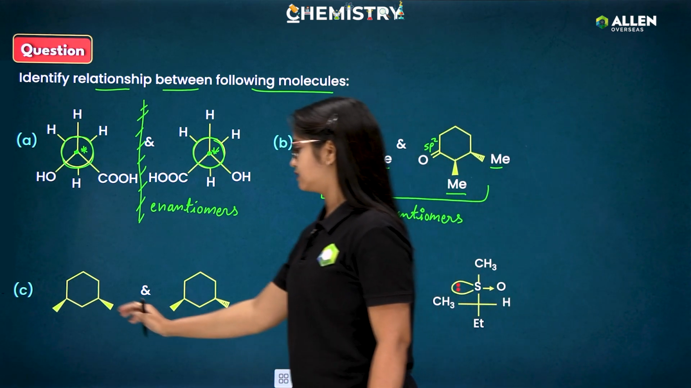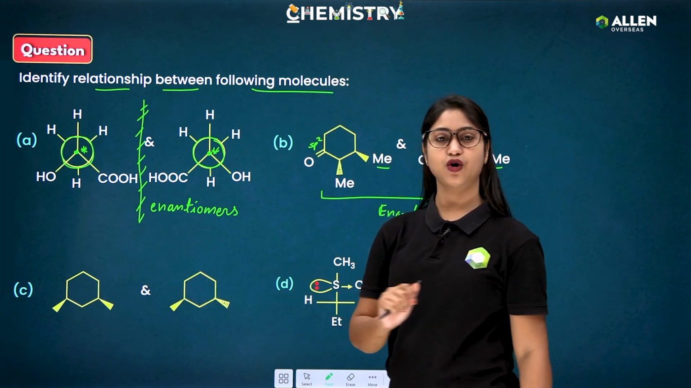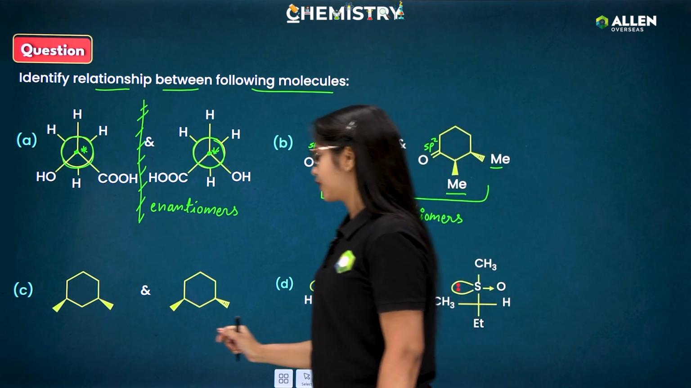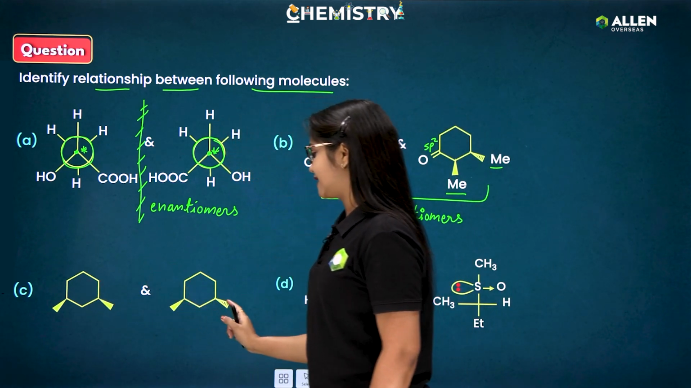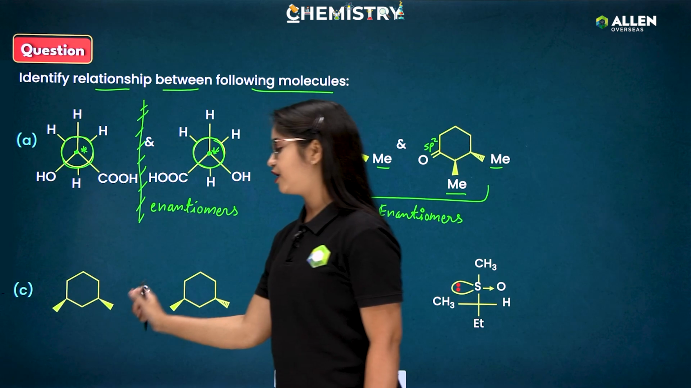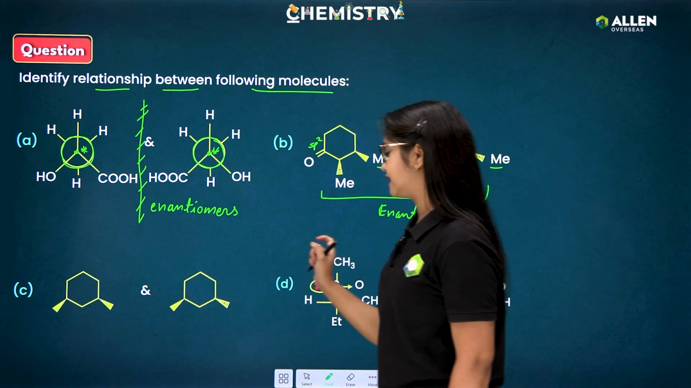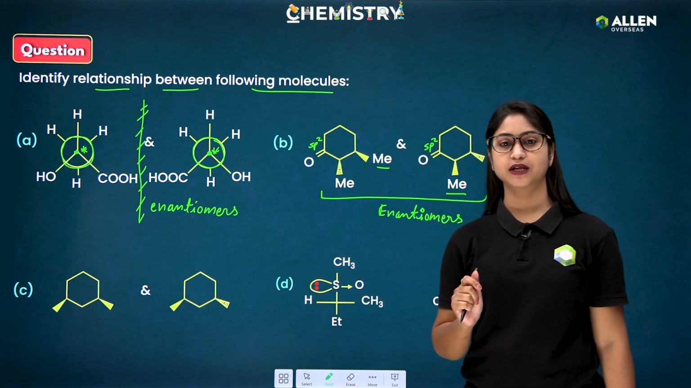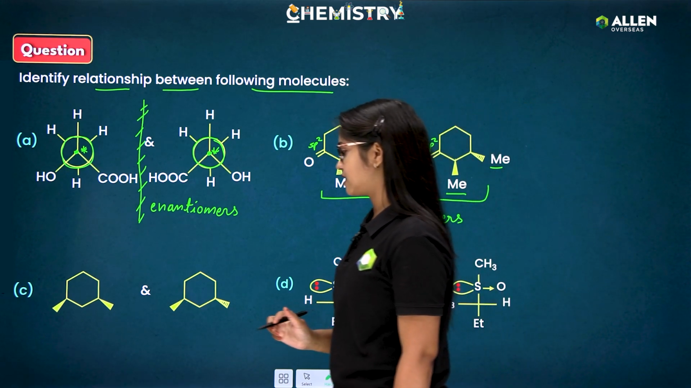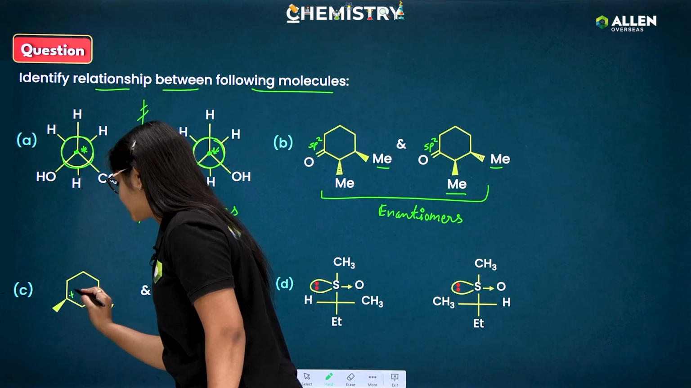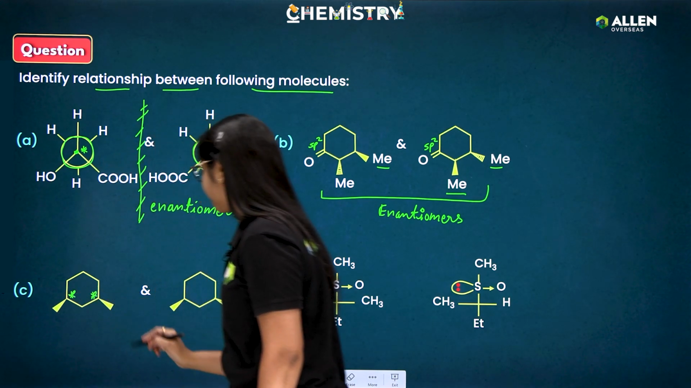Now the third category, the C option. Here we have a 6-membered ring and these 2 methyl groups are towards the observer. In the second compound, one is toward the observer and the other is away from observer. So first of all, let's see, do we have any chiral carbon? So yes, this carbon is chiral, this is also a chiral carbon, okay.